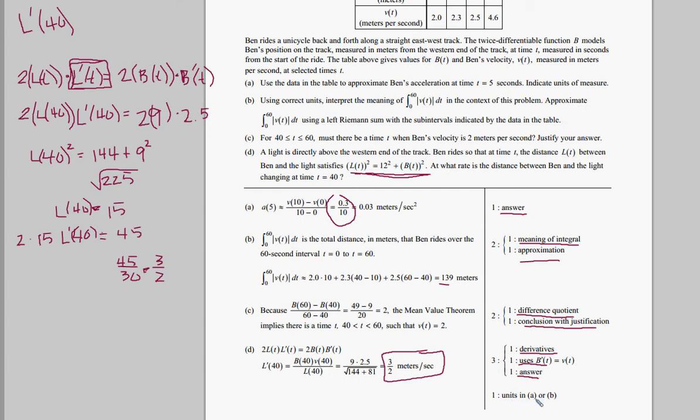Your ninth point would be if you had the correct units in either A or B. So if you got the correct units in either space, you get a point. So you could have been wrong in one of them and still got a point. Okay?